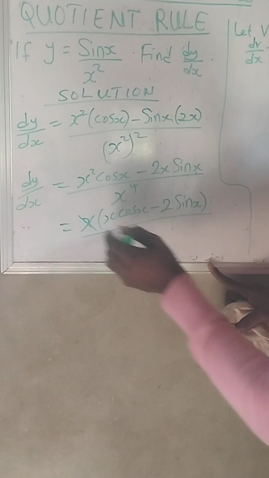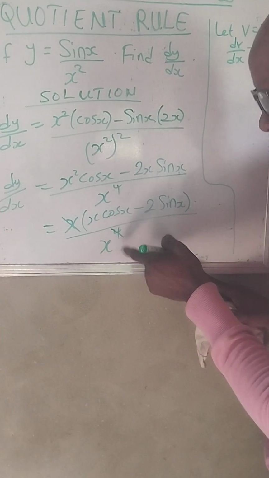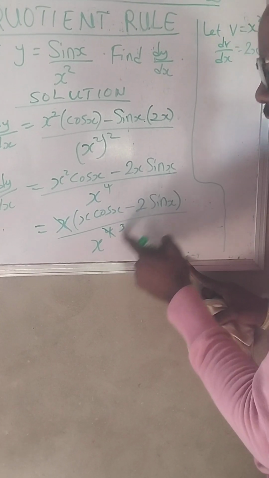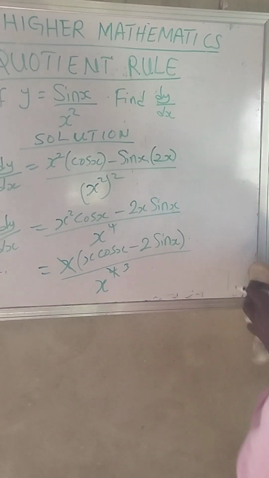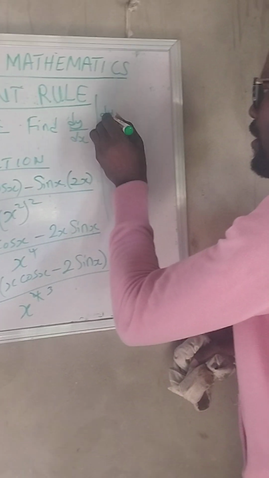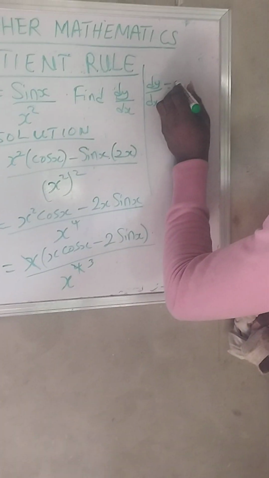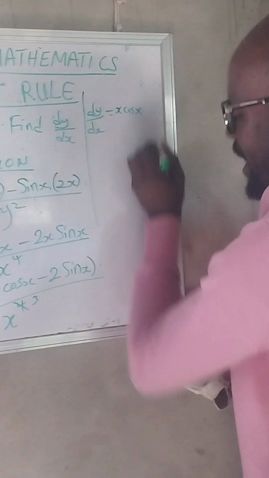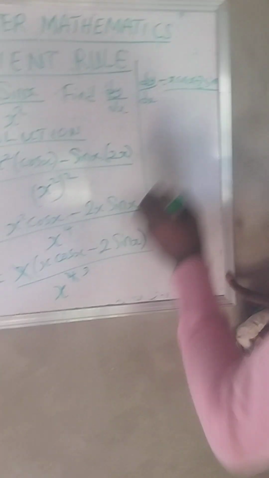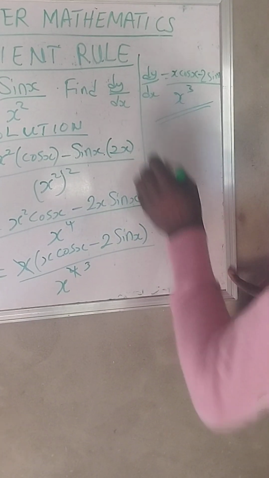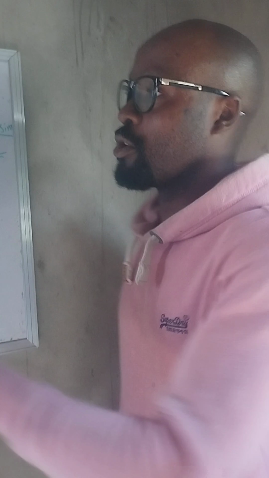Now, this x will cancel one of the x's here. X raised to the power of 4 means there are 4 x's here. When you cancel one, you are left with x cubed. So your final answer becomes dy over dx is equal to x cos x minus 2 sine x all over x raised to the power of 3. So this gives you the final answer. Now this is what you do when using quotient rule.